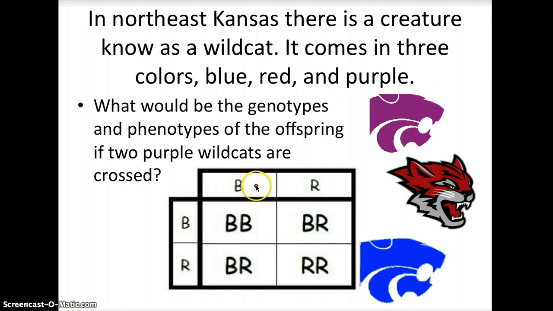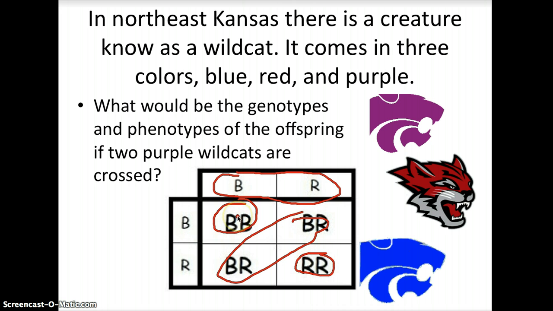The correct answer would be, if you had two purple wildcats, you would be a purple wildcat in this species if you had, for coat color, a big B and a big R. Both would give you purple. And the same thing would go here. When you crossed those possibilities for the gametes in your Punnett square, you would end up with a genotypic and phenotypic ratio of 1 blue, 2 purple, and 1 red.